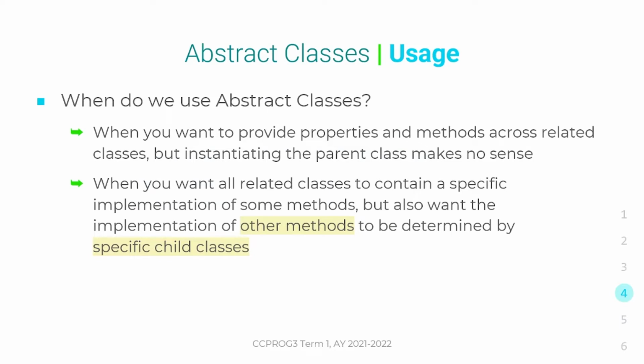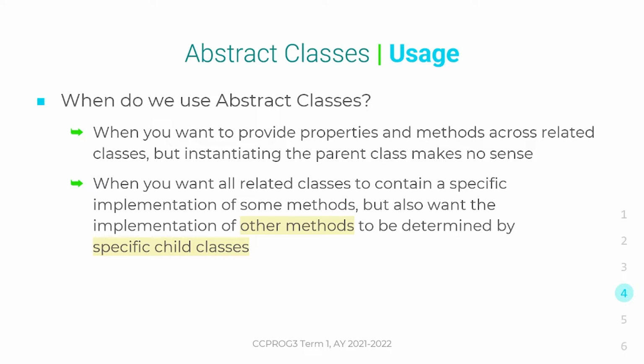If you want to provide, as I mentioned, properties, attributes yun, and methods across related classes, but when you instantiate in the parent class, it makes no sense. You'll see that in our coding example later. And then when you want all related classes to contain specific implementation of some methods, for example, if you have two classes that are similar, and they belong to one major superclass, definitely they will have common methods that they have to implement, but these implementations are different. So it will make sense later.